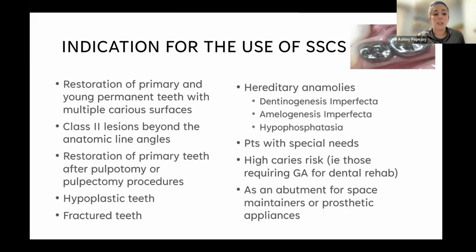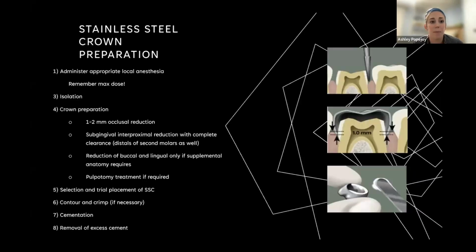I utilize it for class 2 lesions that are beyond the anatomical line angles. And I definitely utilize it if I have any pulp treatment that I'm going to be doing, even indirect pulp caps. I prefer a full coverage restoration. And from an evidence-based perspective, these restorations are more successful utilizing a full coverage restoration. It's also great for patients with special needs or with hereditary anomalies. A lot of times we will get referrals of patients with amelogenesis imperfecta or dentinogenesis imperfecta, and the guidelines really go into restoring those posterior primary teeth and anterior primary teeth with full coverage restorations. And so this is what we end up doing.